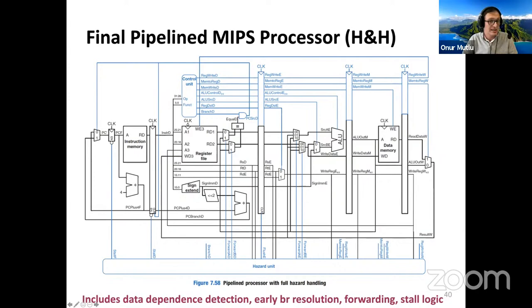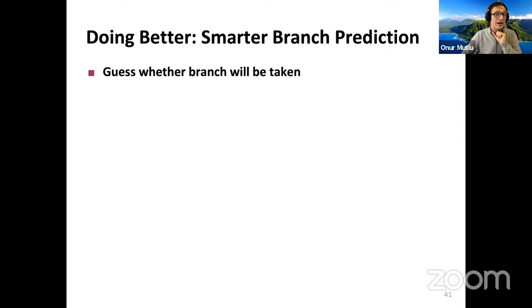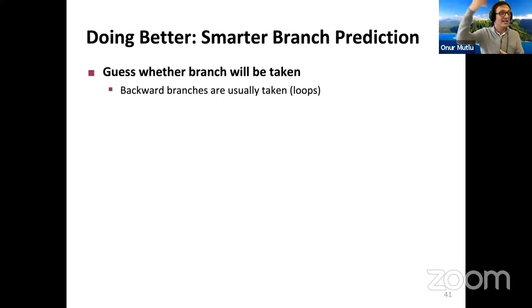Okay, let me quickly foreshadow what we're going to talk about and then we're going to take a break. Basically, you can do better. You can be smarter basically. And this goes along with your colleague, they asked that, can we actually specialize more branches? And actually, yes, because branches are so important, you may want to guess whether the branch will be taken or not. So backward branches are usually taken because you may have a loop that iterates a million times, for example, and that's a backward branch, and they're usually taken.